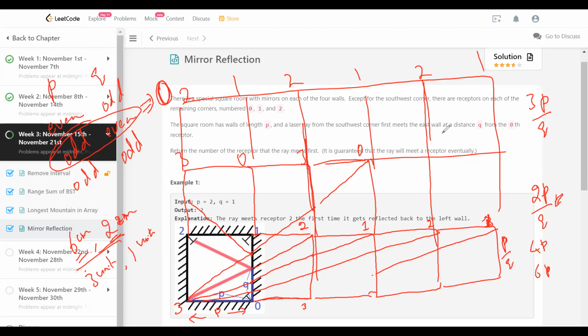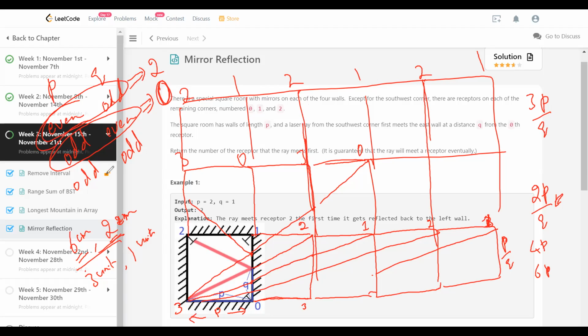So we already saw that in the first few examples. If P is even, whether it is 2P or 4P or 6P, we are going to hit corner number 2. So that's what happens if P is even and Q is odd, we are going to hit corner number 2. So that is this case. When P is even and Q is odd, we are going to hit corner number 2.